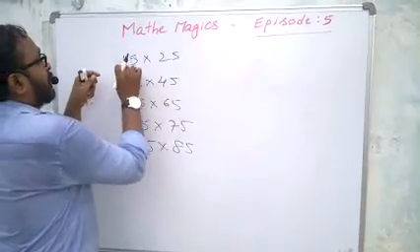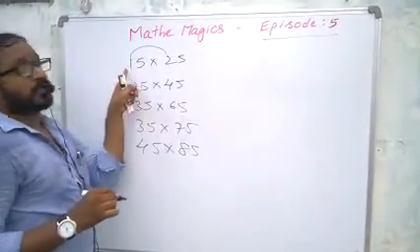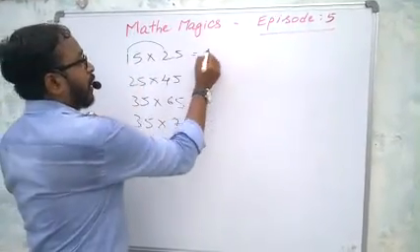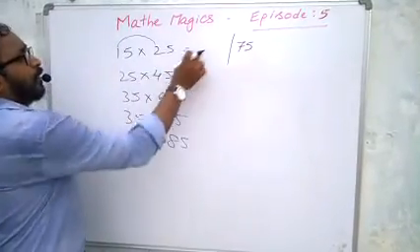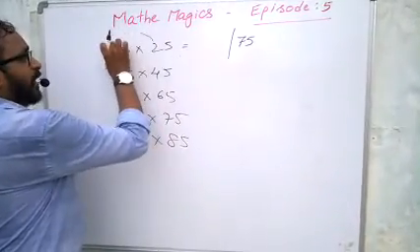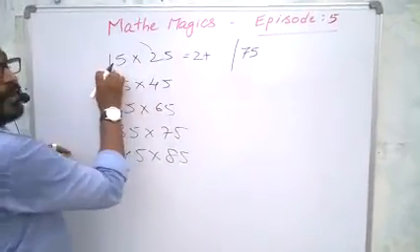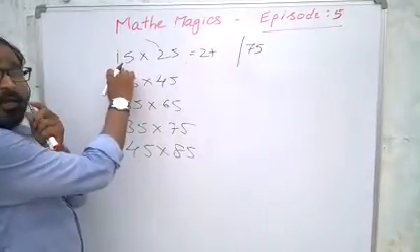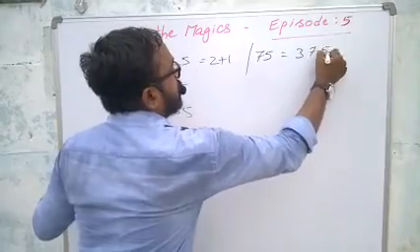So first find the sum of the tens digits. 2 plus 1 is 3. 3 is an odd number. So whenever it is an odd number, the last two digits must be 75. And now for the next digits, find 2 into 1. The product of 2 and 1 is 2. 2 plus 1 is 3. Half of 3 is 1.5, but take only the whole part, that is 1. So the answer is 375.